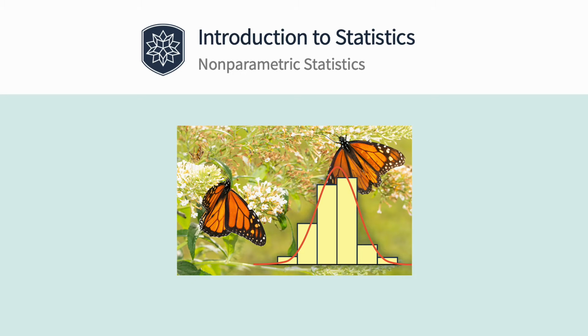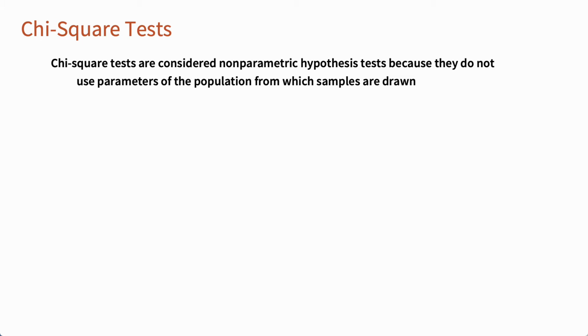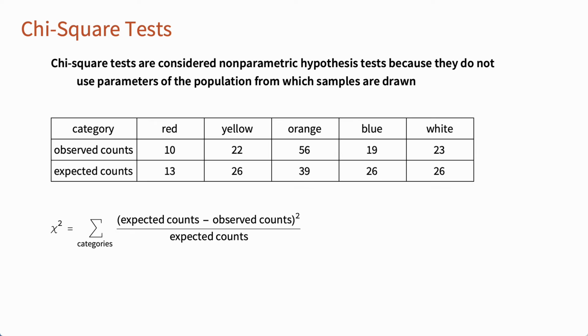Nonparametric statistics are statistics that are not based on assumptions about population distributions. The chi-square test, for example, is considered a nonparametric test because the chi-square test does not involve assumptions about the population. A typical chi-square test starts with data like the data in this table and works by computing a test statistic that uses observed and expected counts of individuals in various categories.